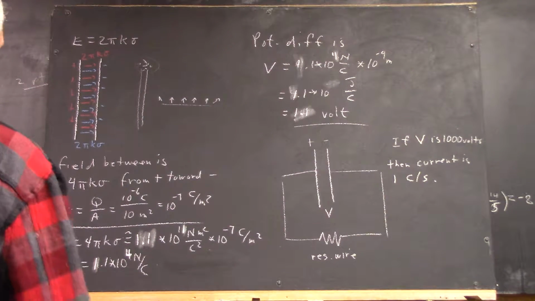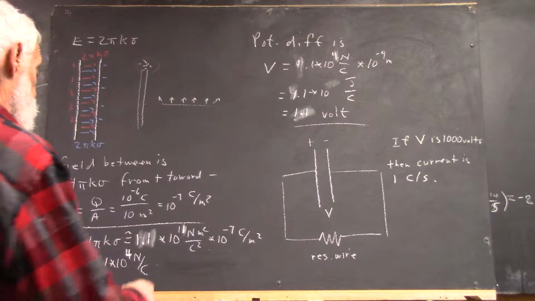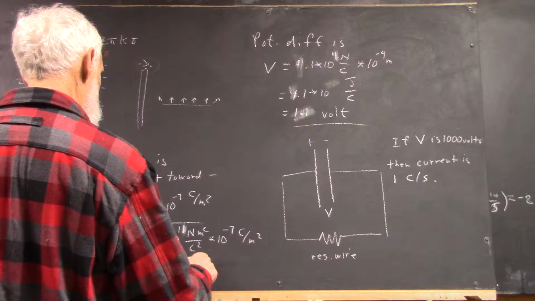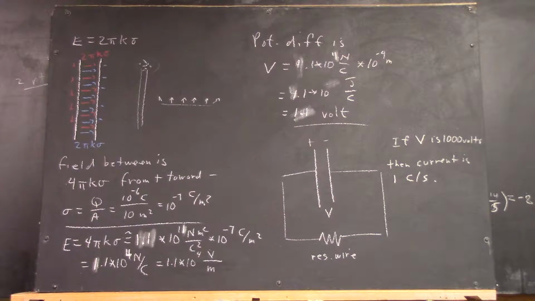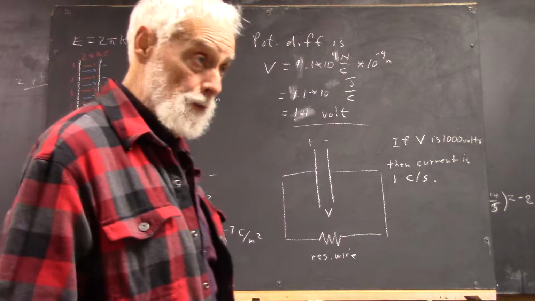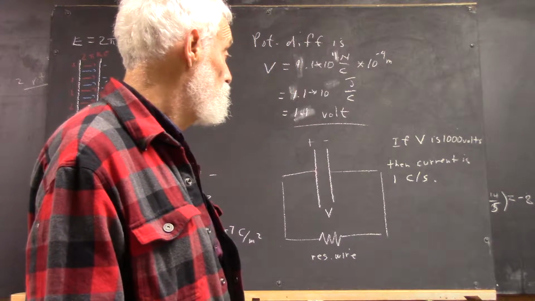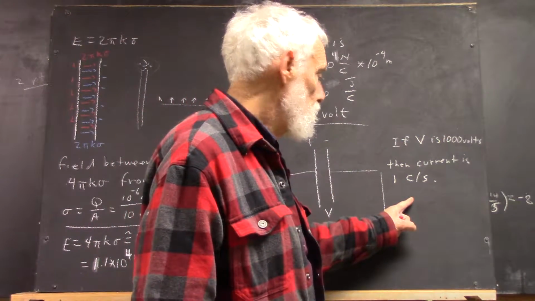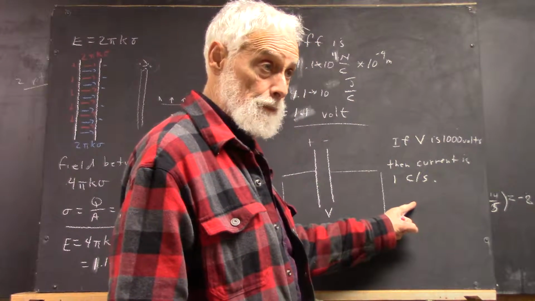Okay. Your 1.1 times 10 to the fourth newtons per coulomb is the same as 1.1 times 10 to the fourth volts per meter. Okay. Now, if you got a couple of meters of resistance wire, such that 1,000 volts would result in a current of 1 coulomb per second, why does a voltage result in a current?